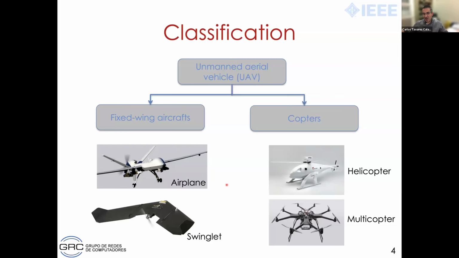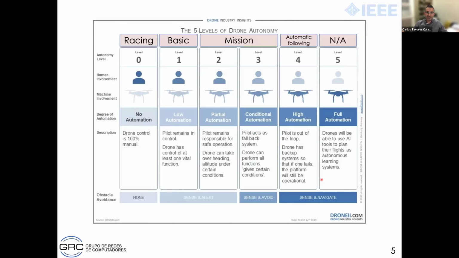On the right side, we have the two basic types of copters. We have the helicopter, with the two rotors. And when we go to three and beyond a number of rotors, then we are in the multicopter case. The rest of my presentation is in fact about multicopters, which is this subfamily of UAVs.